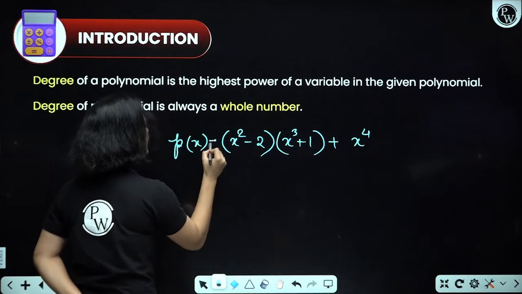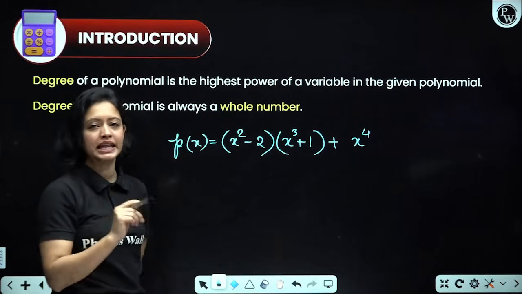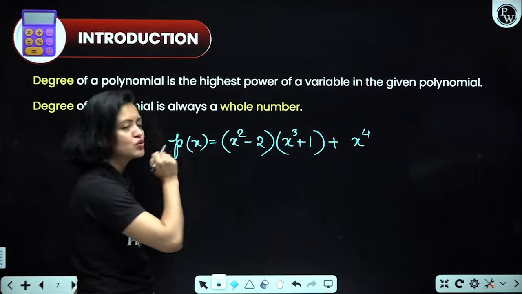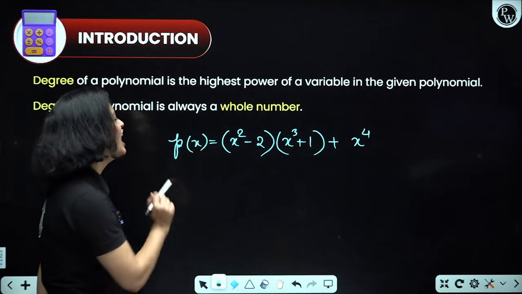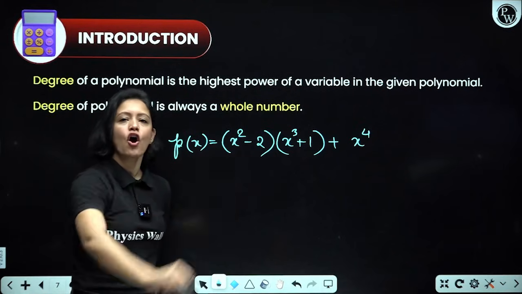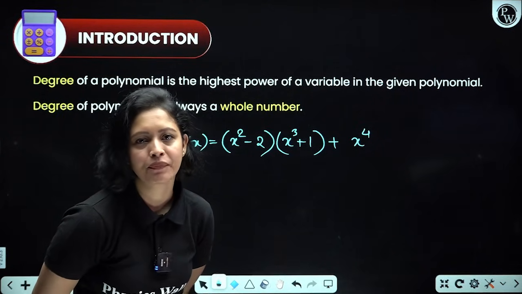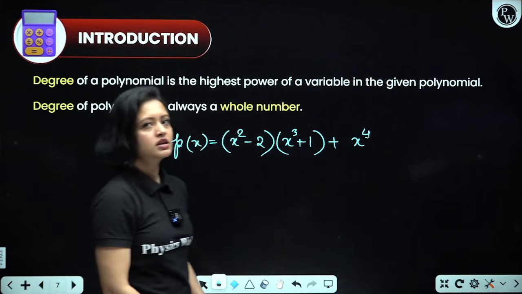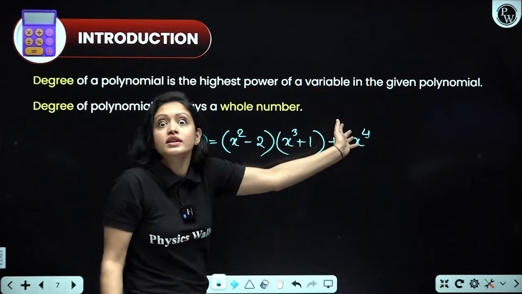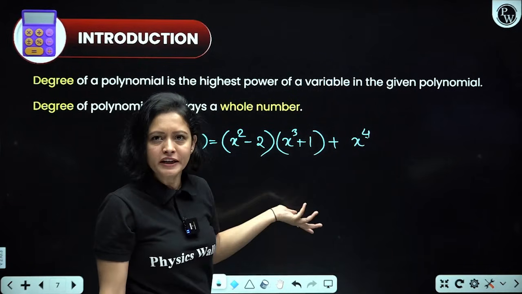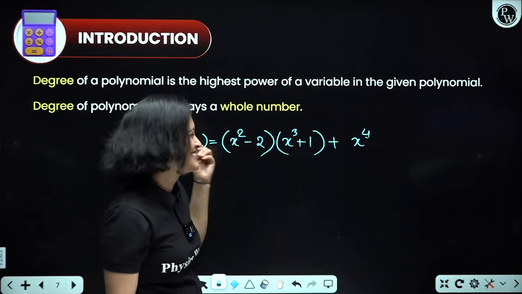And remember, we denote a polynomial by small p, and then inside we have the variable that we are using. Here we are using the variable x, so I wrote x. If we were using the variable y, I would have written y, and so on, right? Okay, now what is the degree of this polynomial? Is it 4? Because it seems like this is 2, this is 3, this is 4. So 4 is the highest power here. So 4 should be the degree. Or is it?